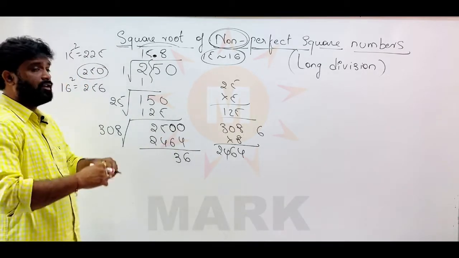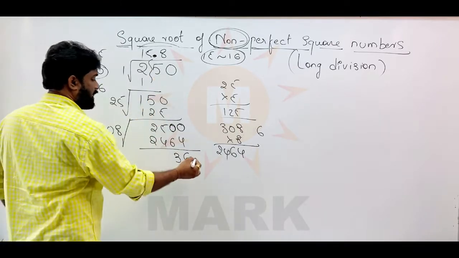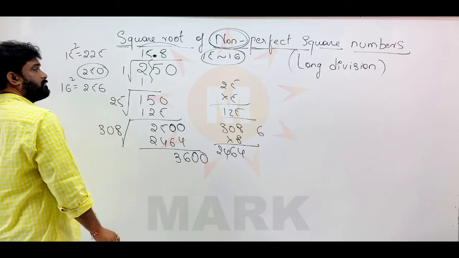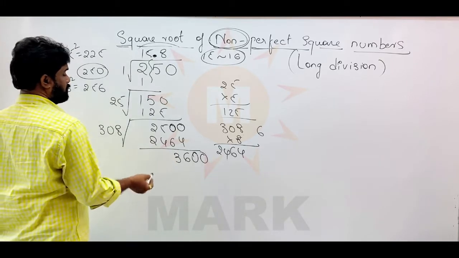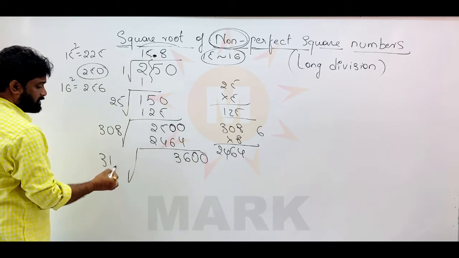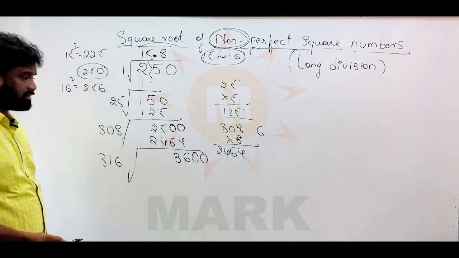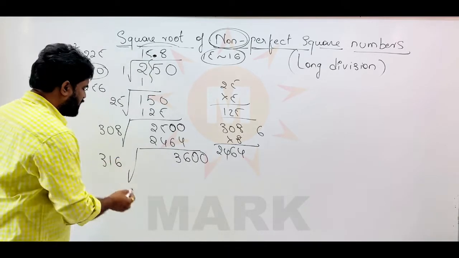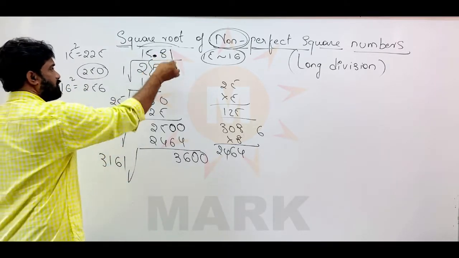36 is the remainder. If you want to extend it again, you have to put 2 zeros again. Now again, double of this number. What is double of 158? 316. If I put something here, it will become a 3000 number, right? So obviously it should be 1. So here also it is 1, and here also it is 1.